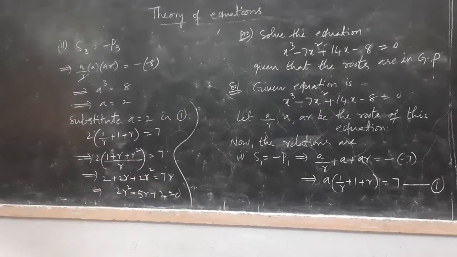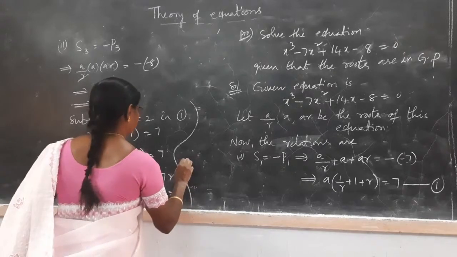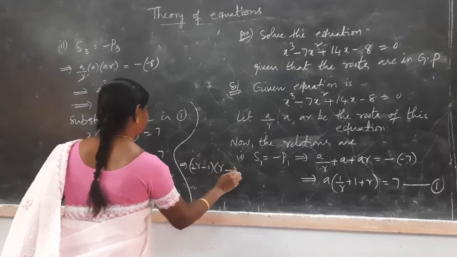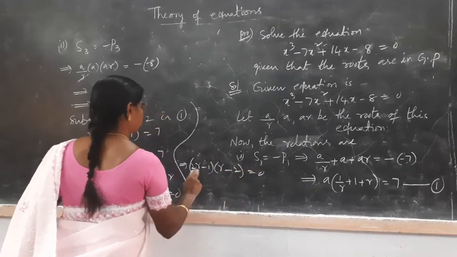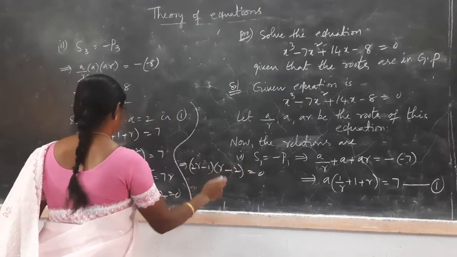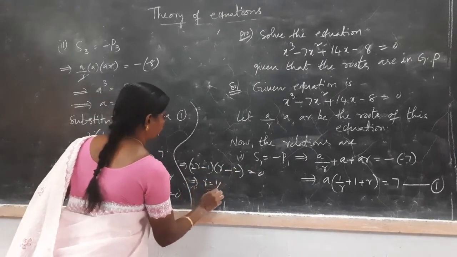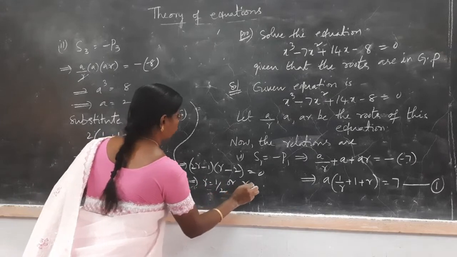Go for factorization. So we got (2r minus 1)(r minus 2) is equal to 0. 2r square minus 4r minus r. Okay, this implies r is equal to 1 by 2 or r is equal to 2.